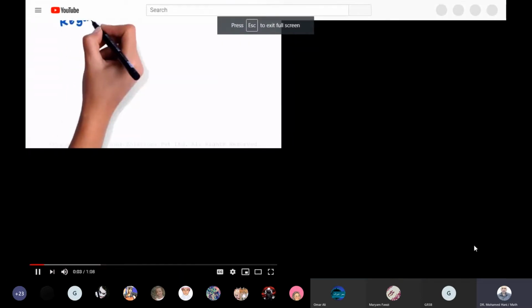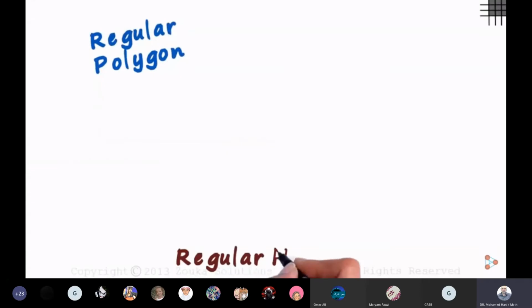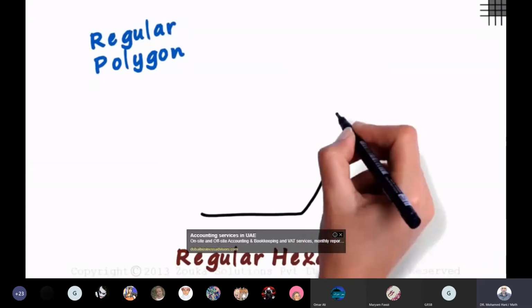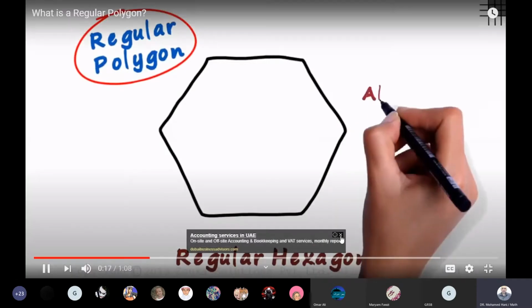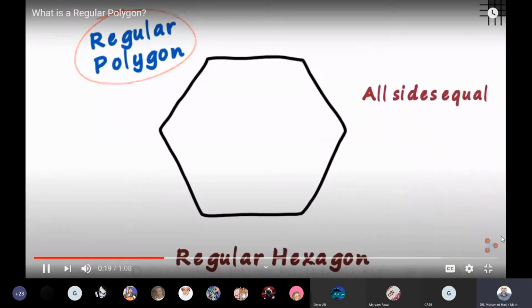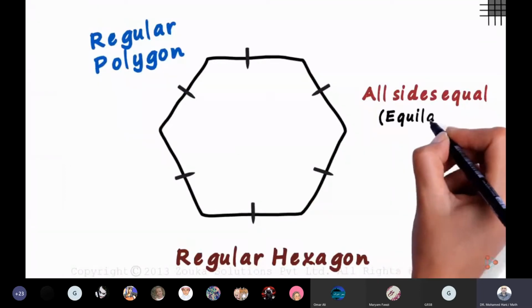What is a regular polygon? Let's take the example of a regular hexagon. It will have 6 segments on the same plane that complete the figure. A regular polygon is a polygon in which all sides are equal to each other. So in this regular hexagon, each of these 6 sides will be equal to each other. We also say that it's equilateral.